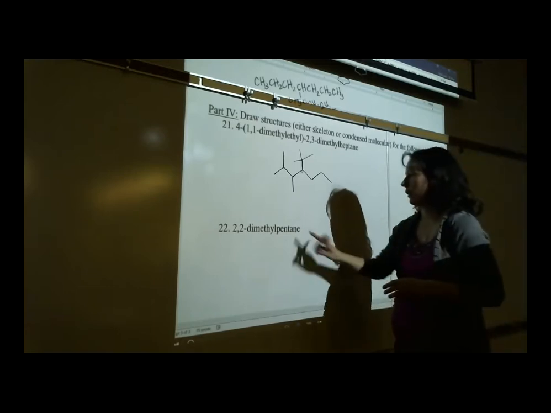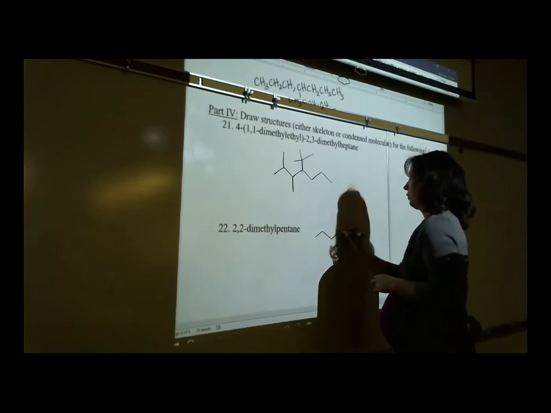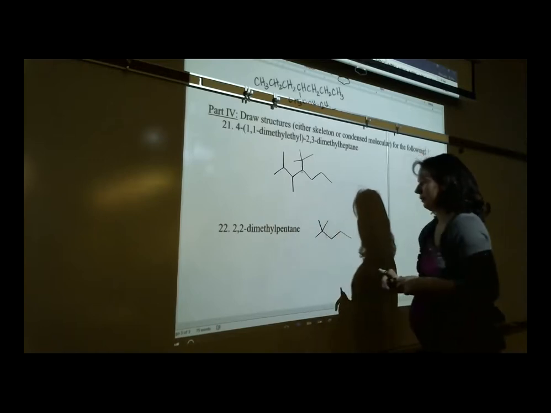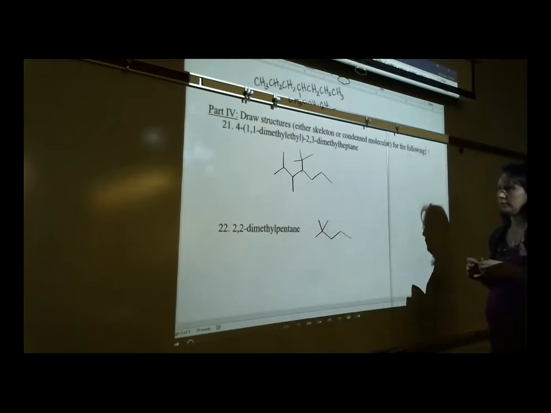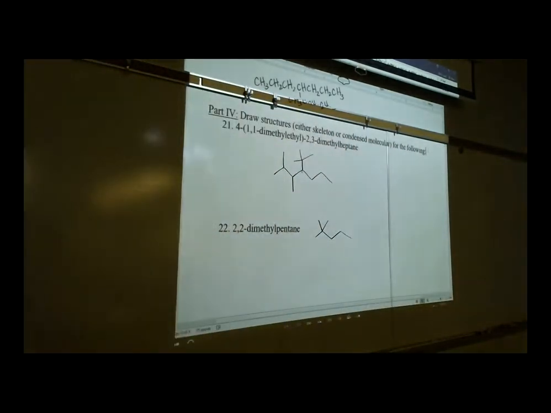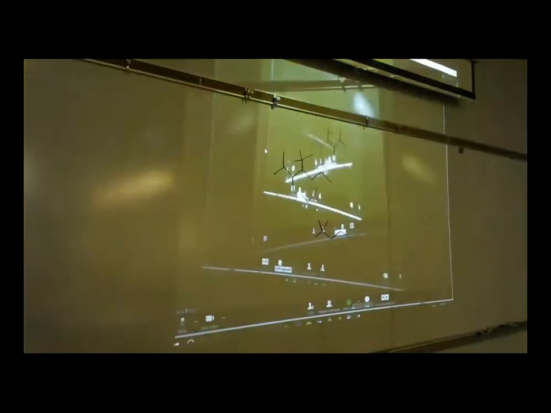All right, last one, pentane. It's a 5-carbon chain. 1, 2, 3, 4, 5. 2,2-dimethyl. I think that's the last one, isn't it? All right. So that's where we will stop.